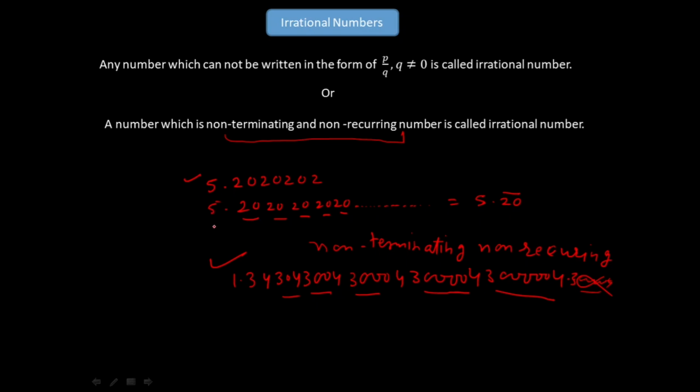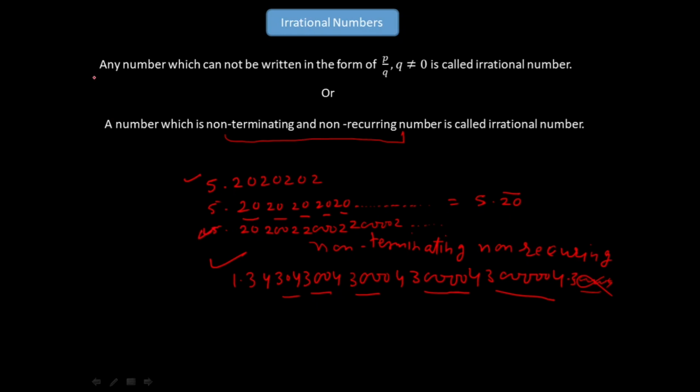But what about this example? 5.20 double zero two, then 2 3 times 02, this is 2 4 times 02 and so on. This number is non-terminating, non-recurring. This is called an irrational number.